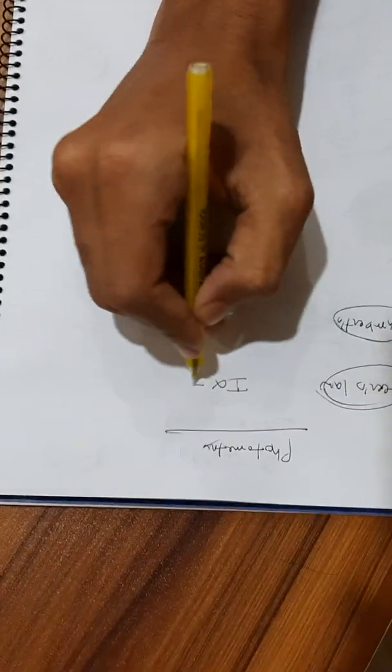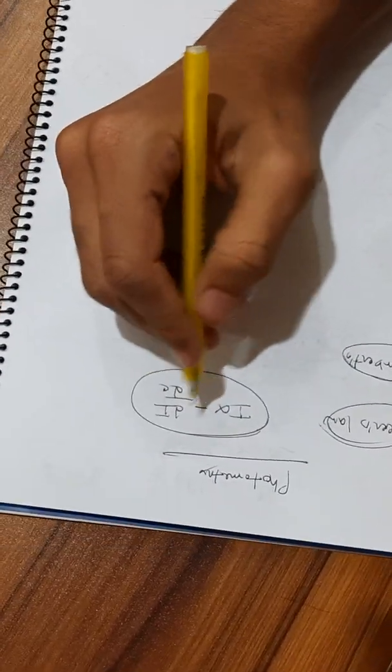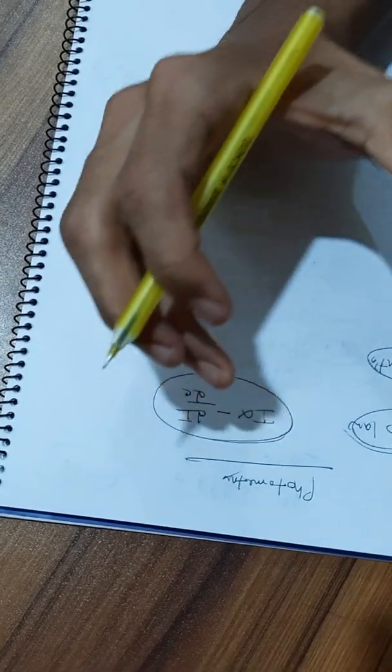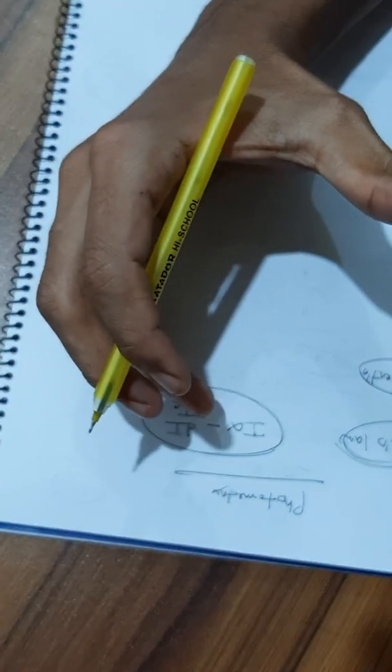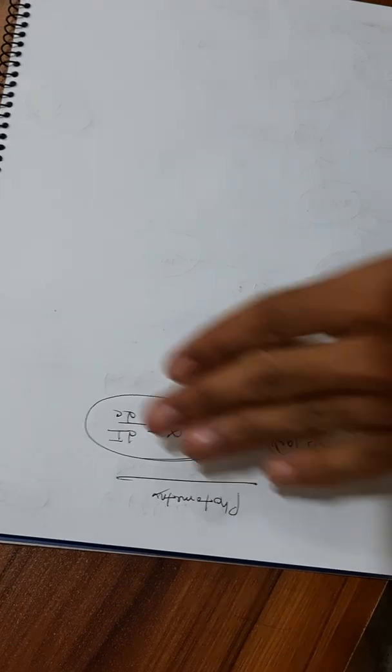What is Beer's law? From Beer's law, I is proportional to minus dI/dC. That means if we pass a light whose wavelength is known or constant through a solution, the intensity or the absorbance of the light is directly proportional to the concentration of the solution.